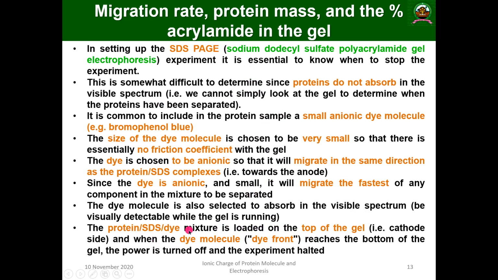The protein, SDS and dye mixture is loaded on the top of the gel, that is the cathode. When the dye molecule, known as the dye front, the traveling front region of the dye, reaches the bottom of the gel where the anode is, the power is turned off and the experiment is halted. Once the blue color moves down from cathode to anode, we can stop the experiment and unplug it.